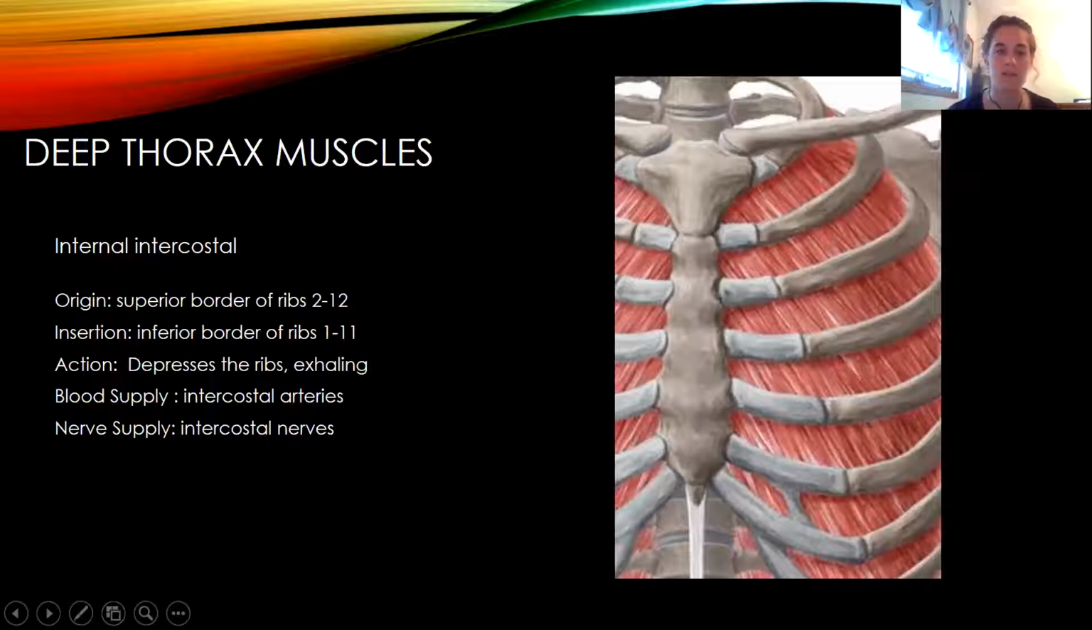All right, then we have the deep thorax muscles, the internal intercostals. The origin for this is the superior border of ribs 2 through 12. The insertion is the inferior border of ribs 1 through 11. The action is that it depresses the ribs, so it is responsible for the exhaling process of respiration. And the blood supply is the intercostal arteries, and the nerve innervation is the intercostal nerves.